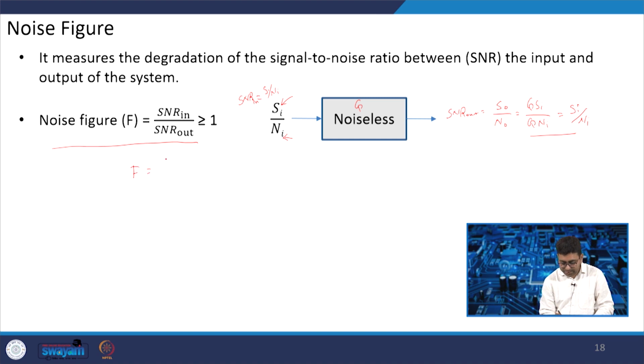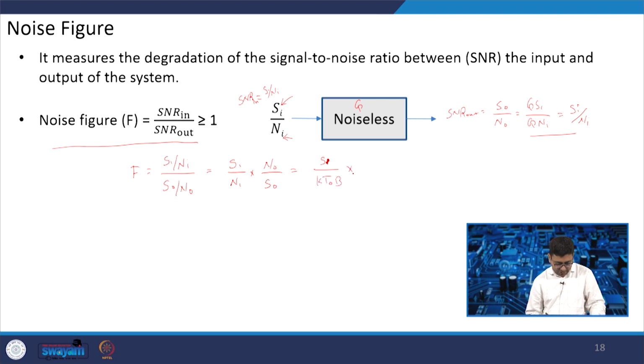Now, in this example, I can also write the noise figure as Si by Ni divided by So by No. Here, I will rewrite it as Si by Ni with No by So. So, what is Ni? We have already seen it is nothing but K T naught B. So, Si divided by K T naught B times No.